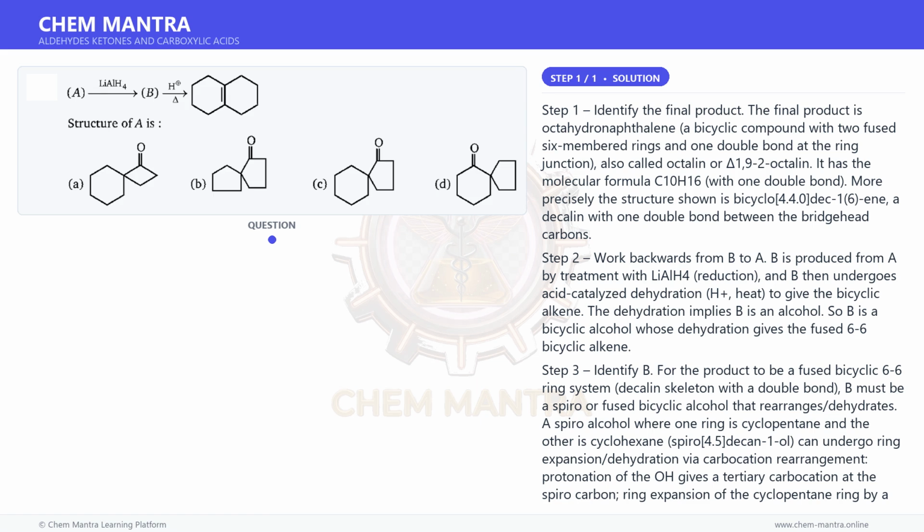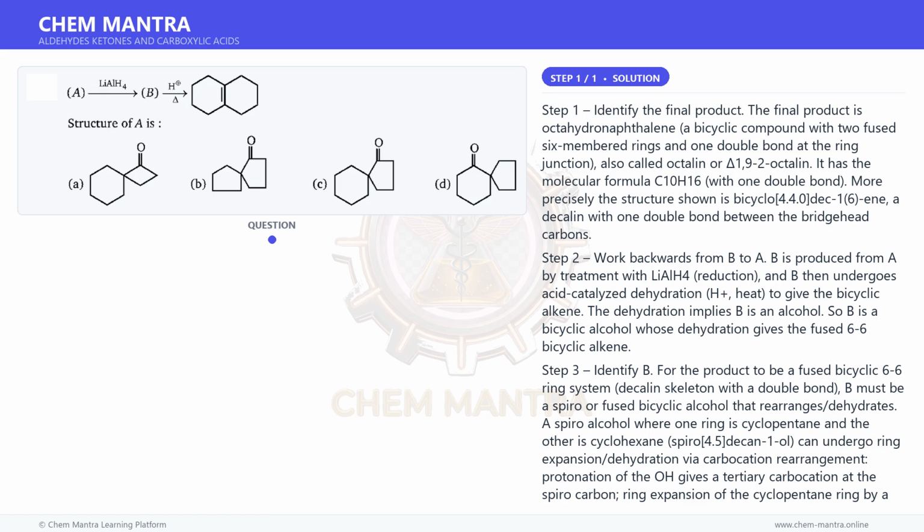A spiro alcohol where one ring is cyclopentane and the other is cyclohexane, spiro[4.5]decan-1-ol, can undergo ring expansion dehydration via carbocation rearrangement. Protonation of the OH gives a tertiary carbocation at the spirocarbon. Ring expansion of the cyclopentane ring by a 1,2 carbon shift converts the 5-membered ring into a 6-membered ring, giving a bicyclic 6-6 fused carbocation, which then loses a proton to give the observed decalin alkene.